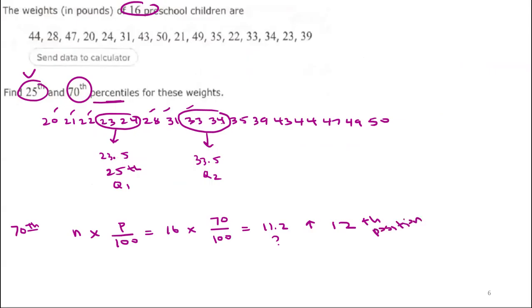All right, so let me restate that. 11.2 is not an integer. So based on the rule, we need to round up. I know that goes against what we know about rounding, but we need to go up, go to the next. And then that will be the 12th position. So what does that mean? That means we go here and we count from left to right, and whatever is the 12th position, that's going to be our 70th percentile.